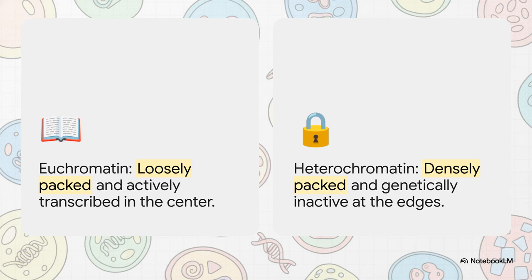Now, what's really fascinating is that this extreme packing isn't just for long-term storage. It's highly dynamic. The cell is constantly shifting its DNA between two main states. Euchromatin is loosely packed and kept near the center of the nucleus. This is where your active genes live, ready to be transcribed. Heterochromatin, on the other hand, is densely packed, shoved off to the outer edges of the nucleus, and genetically silenced. Why does this matter to us? Because simply by altering how tightly the DNA is spooled, the cell literally controls exactly which genes are turned on and which are turned off. It's a true game changer.